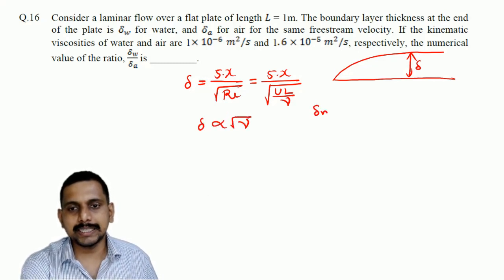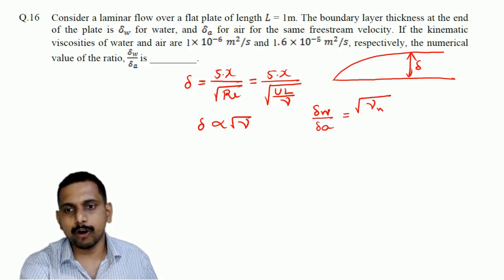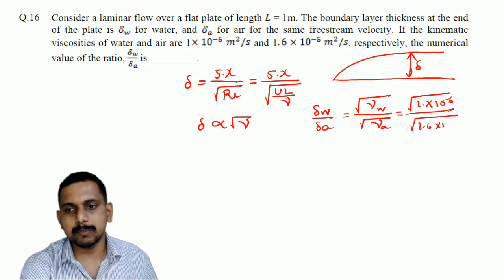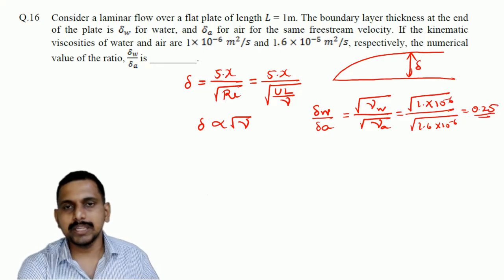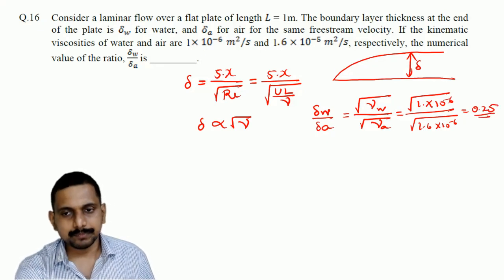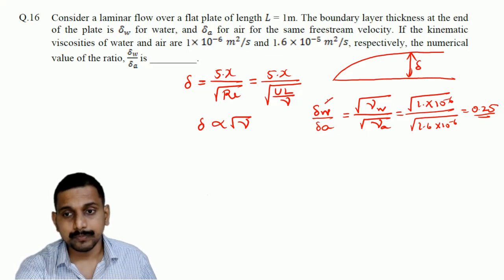Now that means my delta W by delta A is actually equal to square root of nu of water divided by square root of nu of air. That is equal to square root of 1 into 10 power minus 6 divided by square root of 1.6 into 10 power minus 5, and the answer is 0.25.